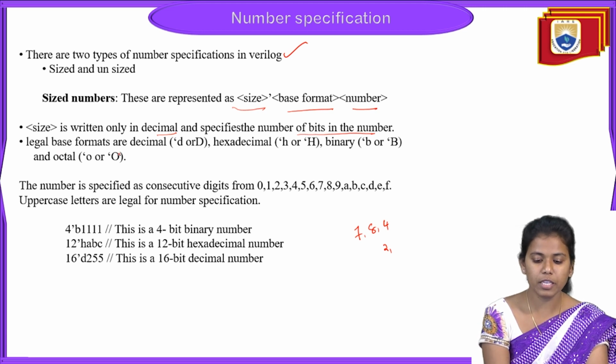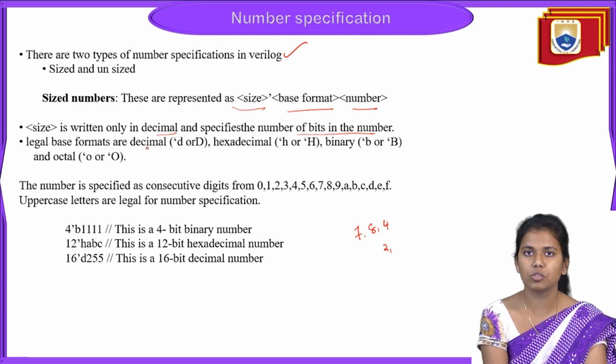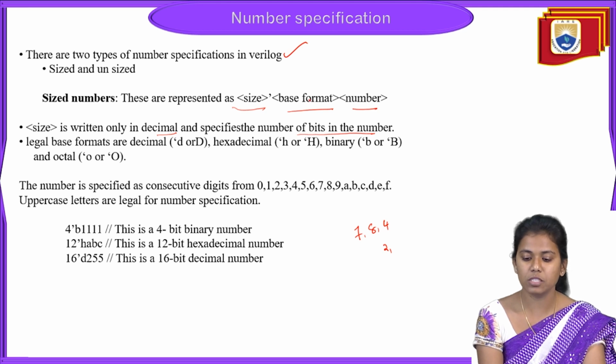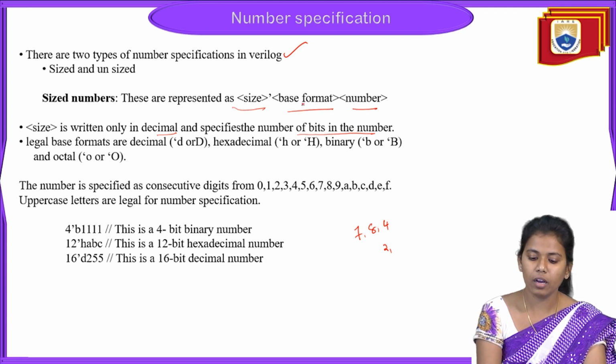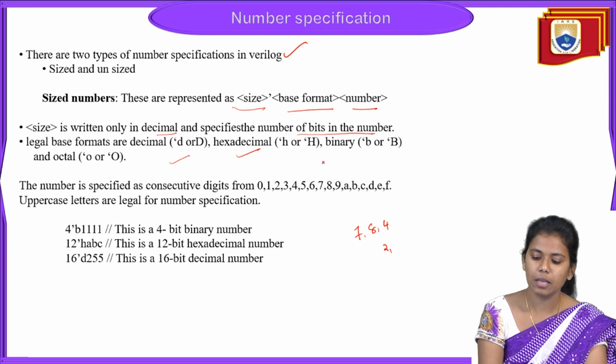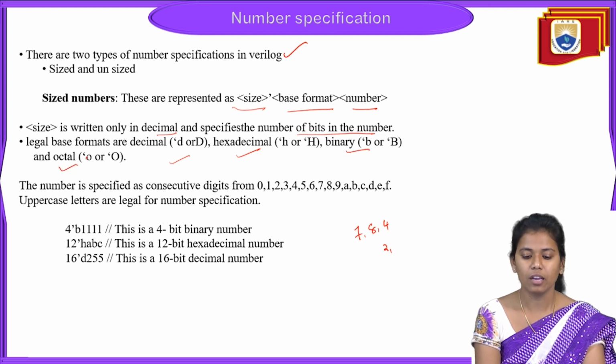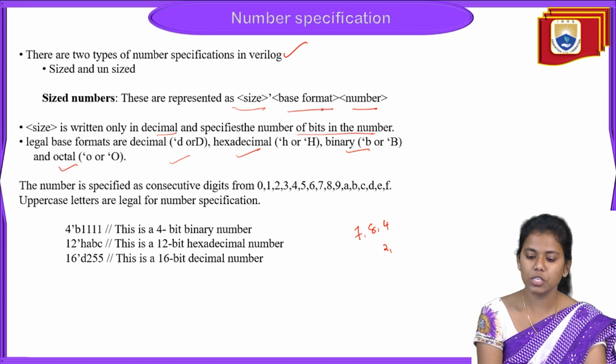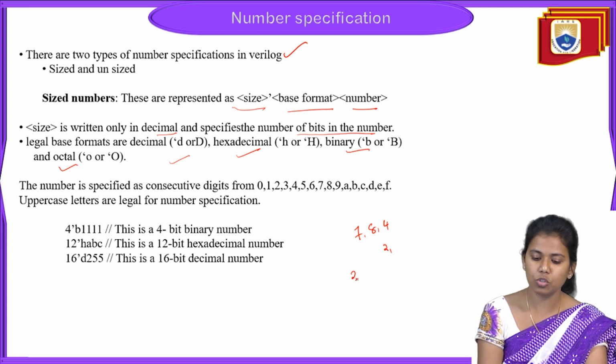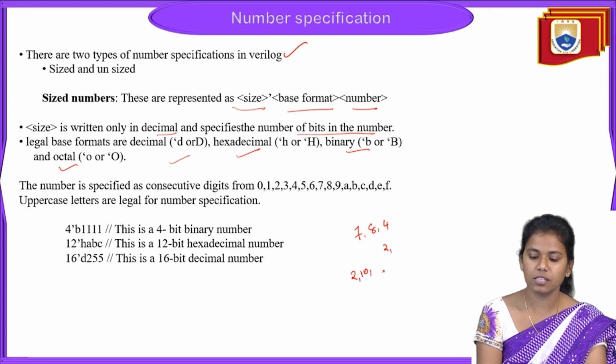Next, the legal base formats. The base formats could be hexadecimal, decimal, binary, and octal. These are the legal base formats. For binary the base is 2, for decimal it is 10, for octal it is 8, and for hexadecimal it is 16.